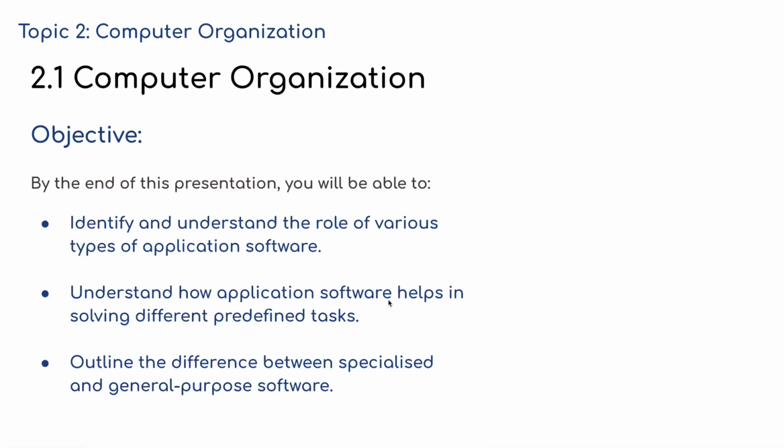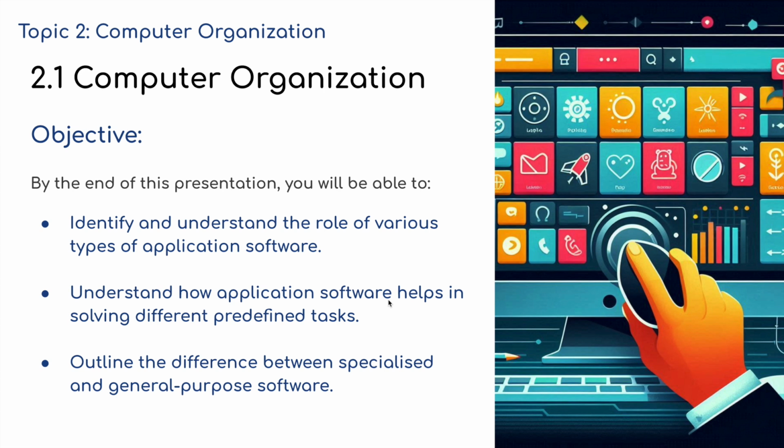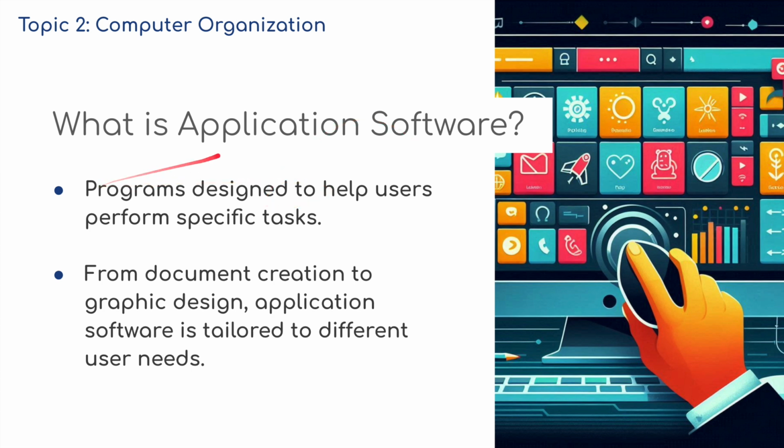So what we're going to do is identify and understand the role of various types of application software. We're going to understand how application software helps in saving different predefined tasks, and we're going to outline the difference between specialized and general purpose software. And we're also going to turn on the laser pointer.